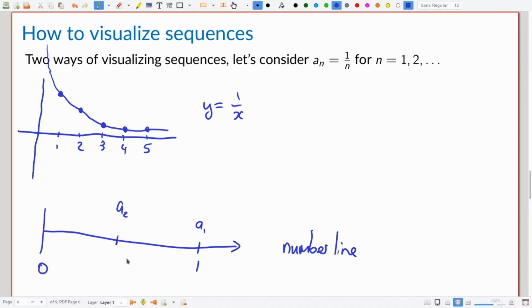A2 is there. And then let's cut this into thirds. A third is about here. Right, that's a third. That's a half. And then a quarter. And this is going to get a little bit crowded. And then so on and so forth. Right, we can keep drawing them on our number line. And that's another way of representing sequences and visualizing them.